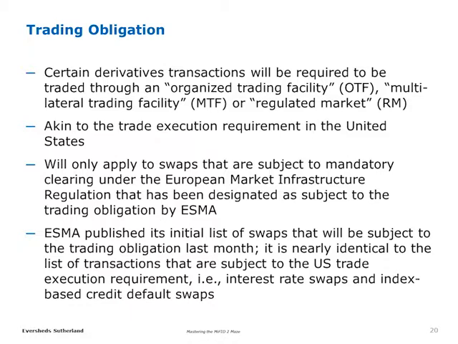In the EU, there are three types of platforms. There's the organized trading facilities, or OTFs, multilateral trading facilities, or MTFs, and regulated markets, or RMs. And it's just what everybody needs, more acronyms to deal with, but those are what those are about. The initial list of swaps was published by ESMA last month, and it's still subject to European Parliament and Council's approval. It's expected that that approval will happen. But in any case, it is essentially the same as the U.S.'s list: plain vanilla interest rate swaps and index-based credit default swaps.